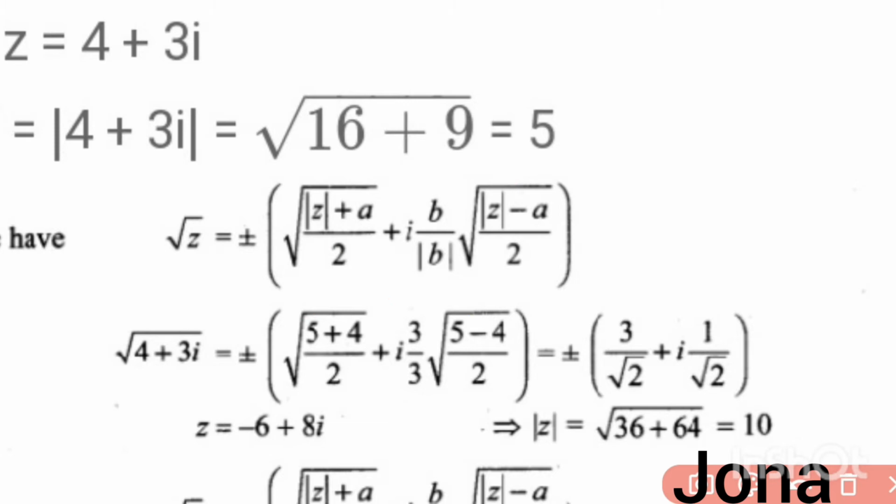So let me simplify that. 5 plus 4 is 9 by 2. Square root of 9 is 3. So 9 by root 2 becomes 3 by root 2, plus we can cancel here and here. 5 minus 4 is 1. So 1 divided by square root 2 here. So the value for this square root of z is 3 by root 2 plus i into 1 by root 2.